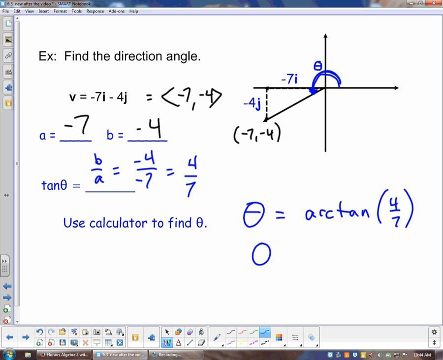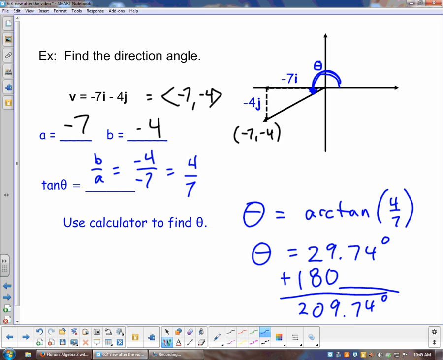All right, so theta equals 29 point what is it? 29.74 degrees. Is that our answer? We've got to add what? 180, because we do want to end up in quadrant 3, as we can see from the picture. So that ends up being what? All right. Are we okay with this?